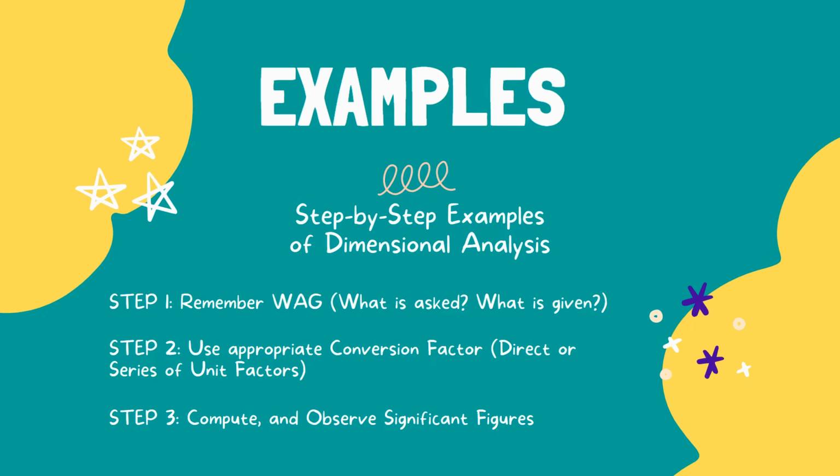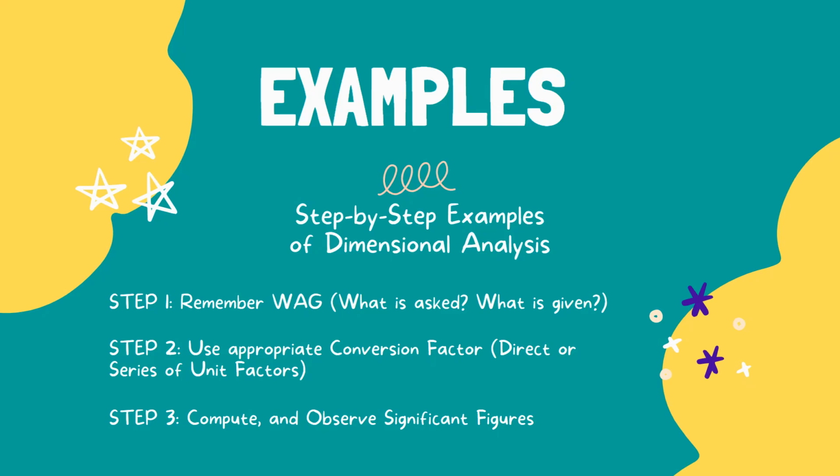Now, we can do dimensional analysis in 3 steps. Step 1. Remember WAG. What is asked and what is given. Step 2. Use appropriate conversion factor, direct, or series of unit factors. Step 3. Compute and observe significant figures.